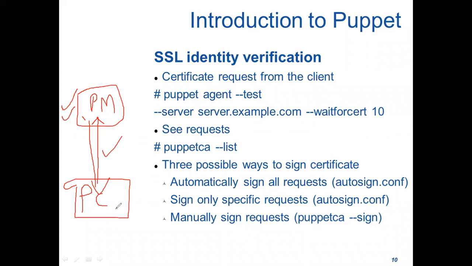Then going forward, whenever the agent runs at regular intervals, it will go and talk to the master using this SSL. So how do you do this certificate signing? There are 3 different ways. One is manual signing, or you can work on a specific node, a specific request. You can create a file, and this is manually signing. It's a command. We just need to follow the command. That's it.